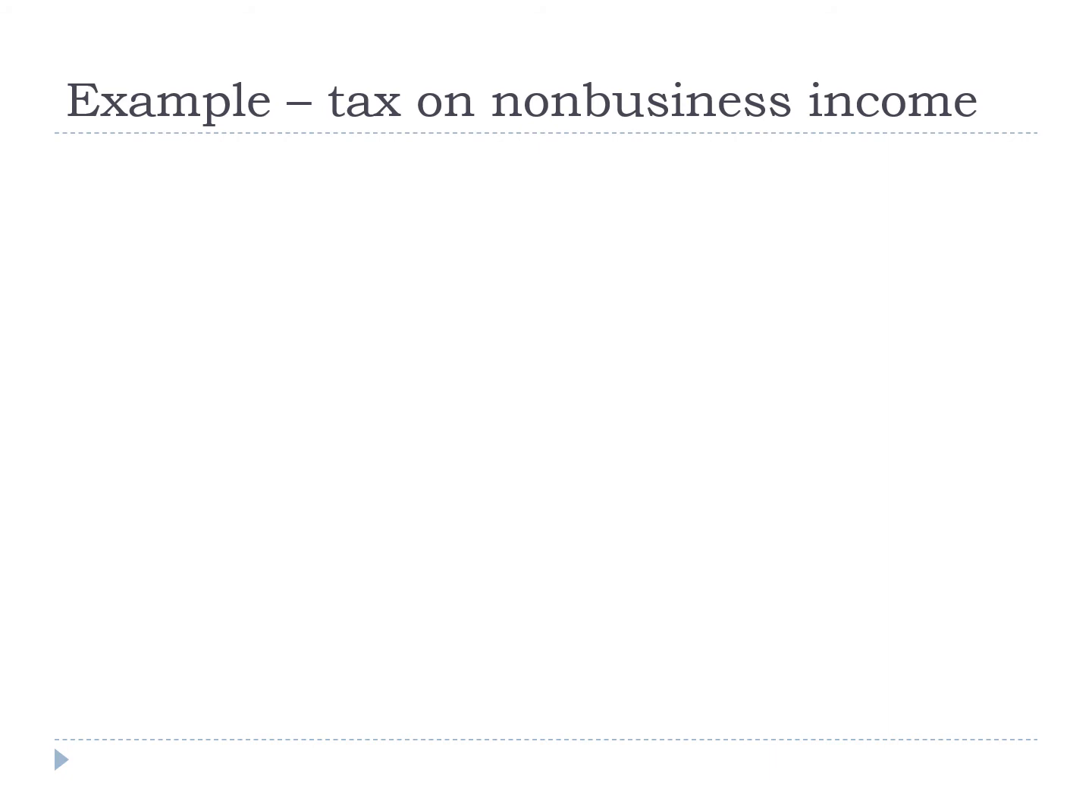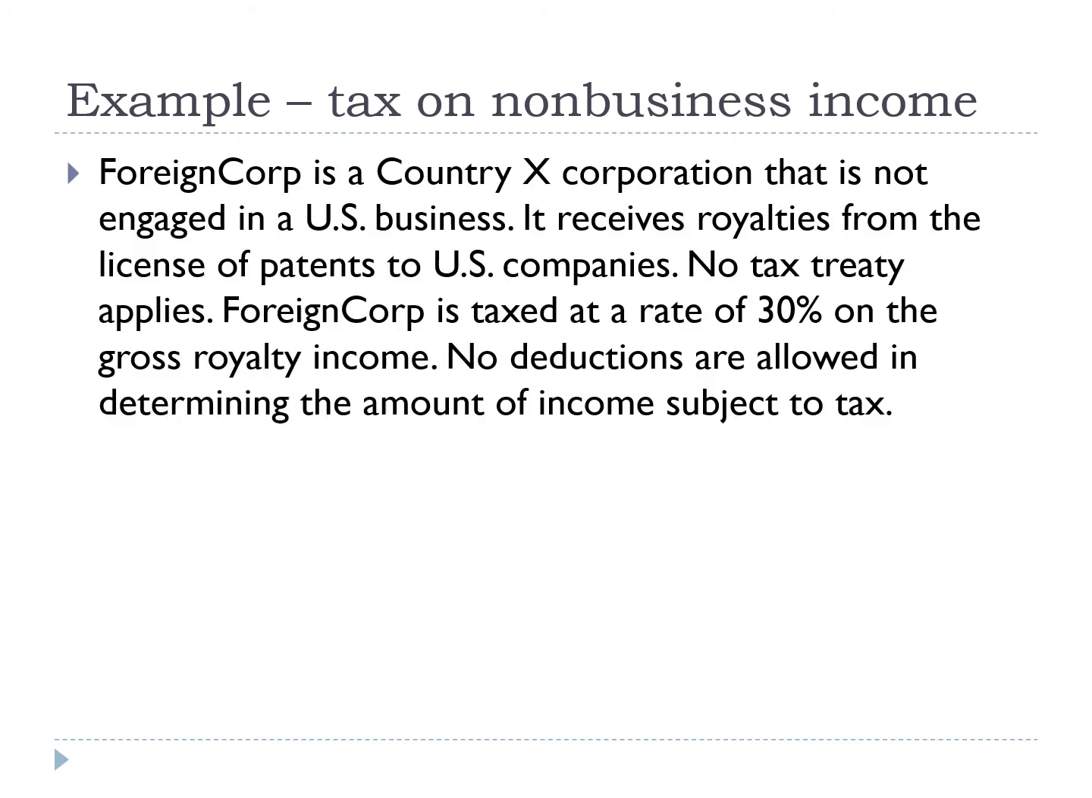Here's an example of the taxation of non-business income. Foreign Corp is a Country X corporation that is not engaged in a U.S. business. It receives royalties from licenses of patents to U.S. companies. No tax treaty applies. Foreign Corp is taxed at a rate of 30% on the gross royalty income. No deductions are allowed in determining the amount of income subject to this tax.